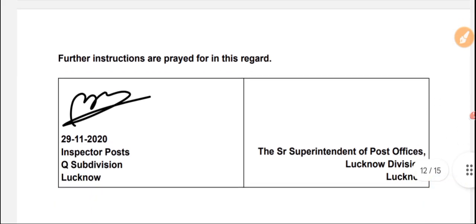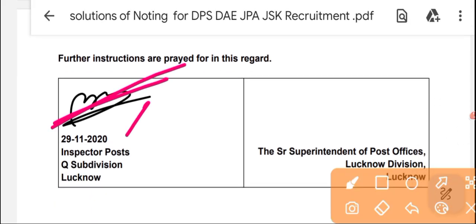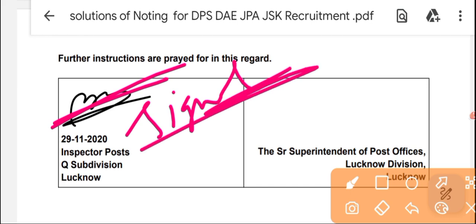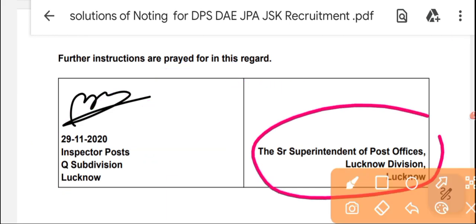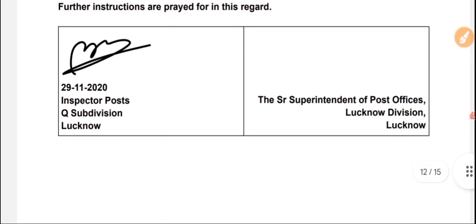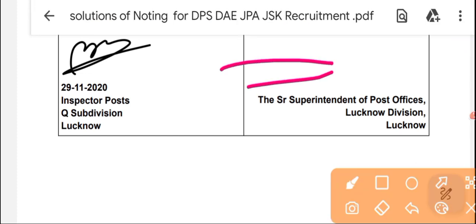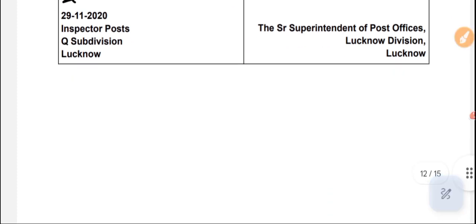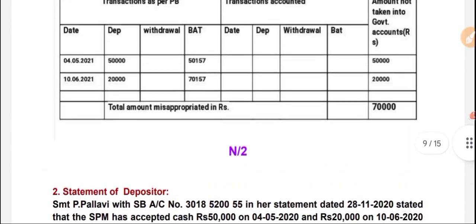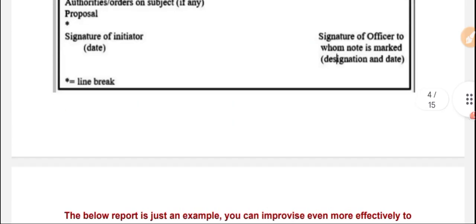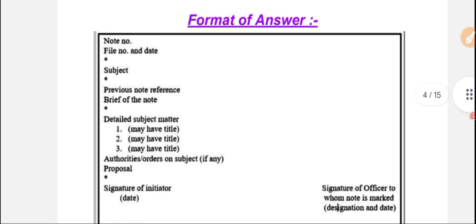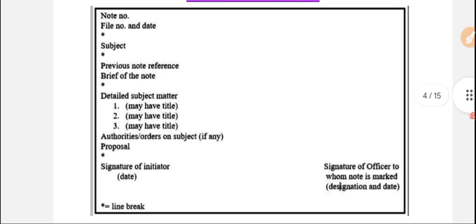Okay, now we write the signature, which may be imaginary. You will write your post, any subdivision, any location. In the right section, you will write the post and location of your signature, by which when it is approved, he may sign at this point. Hope you understand very easily. You may repeat these questions because this format is very important for the upcoming DAE exam. For any exam, if you get noting and drafting, this format is very useful for you.